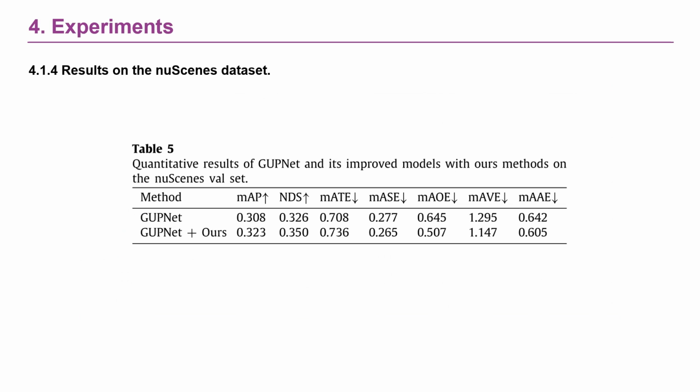We compare the GUPNet baseline with its enhanced version with our proposed modules. As can be seen from Table 5, our method achieves superior performance improvements in mAP and NDS, which improves 1.5% and 2.4% over the GUPNet baseline, respectively. Which verifies the effectiveness of our designs on large-scale datasets.